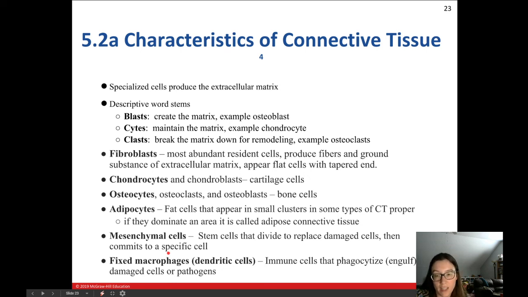And then finally, we have fixed macrophages, or dendritic cells. These are immune cells. They're phagocytic, meaning they eat other things. And they help to monitor and protect that connective tissue.